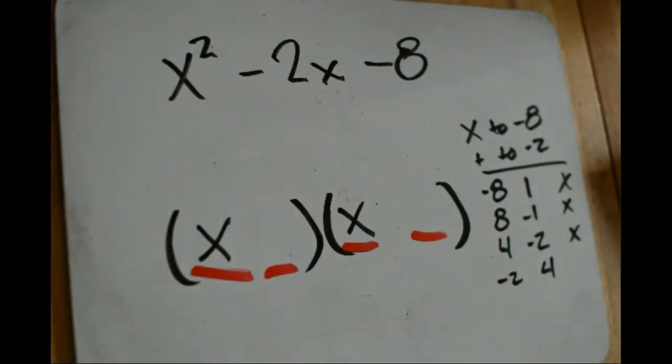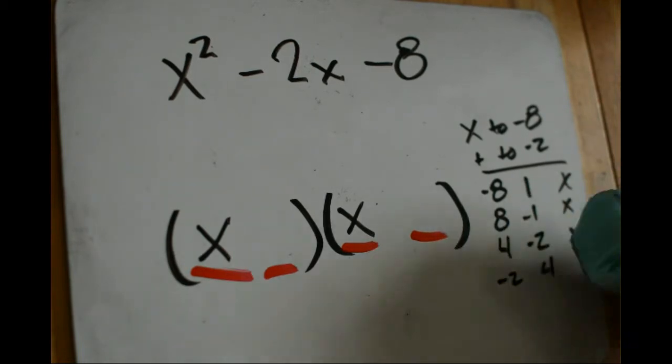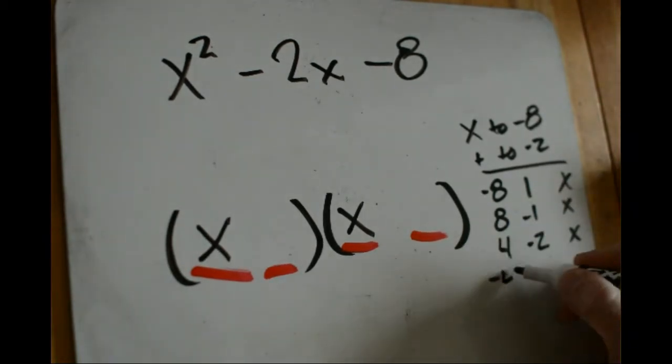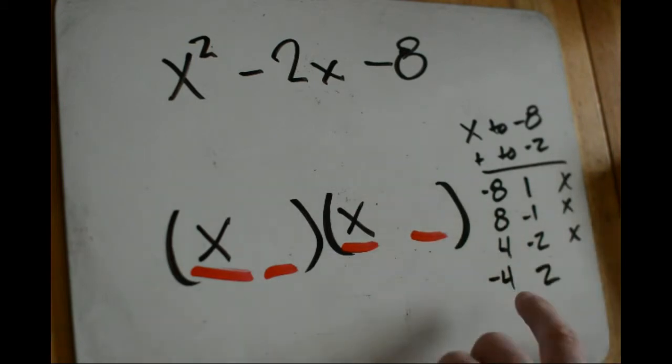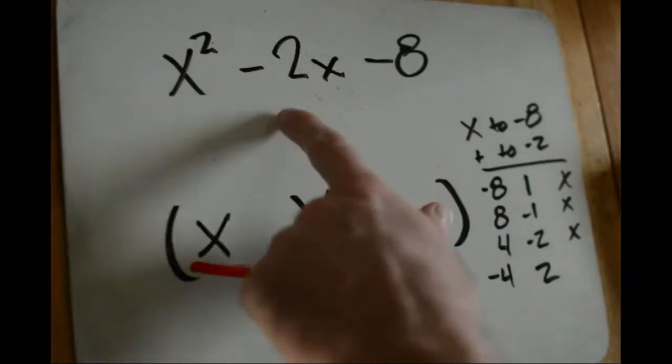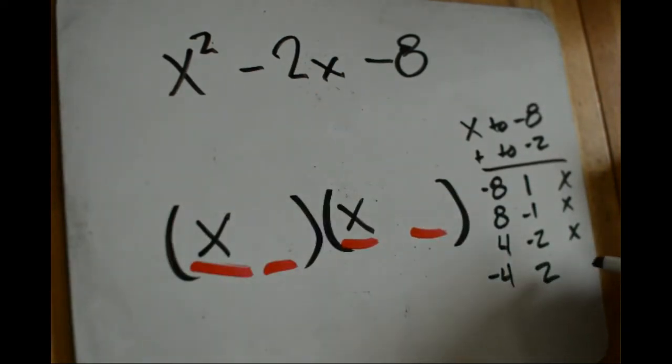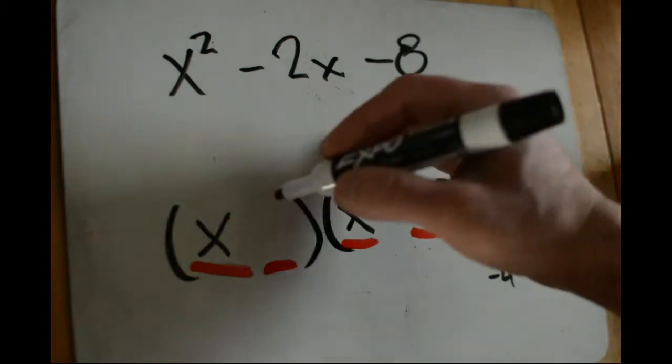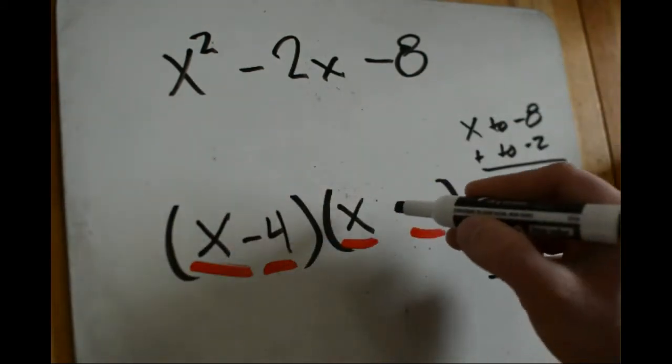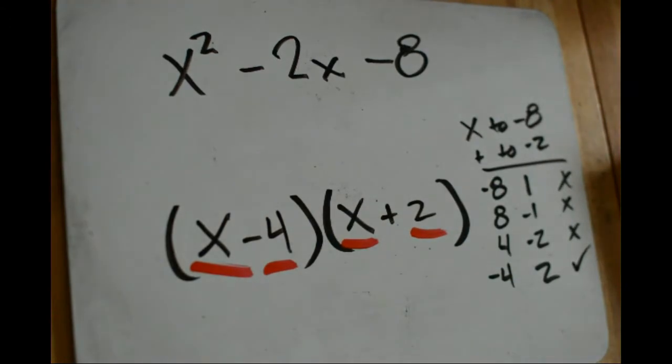And -2 and 4 has a sum, oops, I switched those around, didn't I? That should be a -4 and a +2. So -4 and +2 has a sum of -2, so that's the one we're looking for. So x minus 4 and x plus 2 will be the factored form.